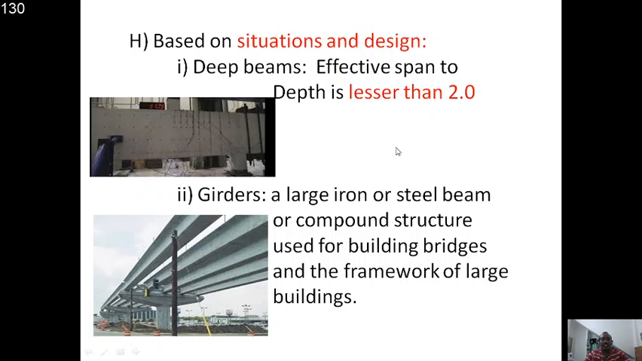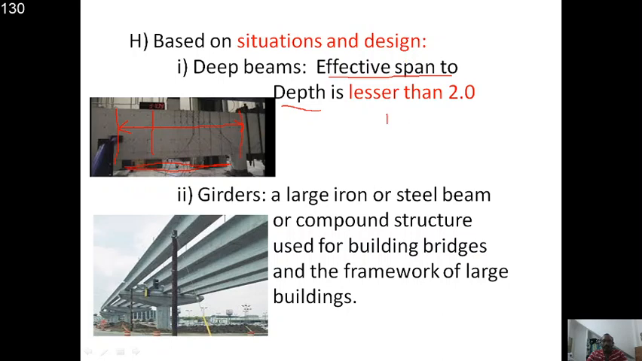Based on situations and design, there are deep beams. You see the beam depth. Please note this here. You see the distance between the two supports, right? And the depth of the beam. You see that here it is the depth of the beam. It is huge. Now what is the effective span to depth? What is the effective span? Generally, we are talking about a simply supported beam. The center to center distance is known as the effective span.